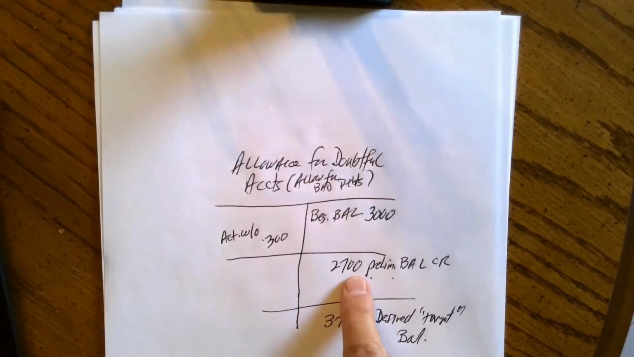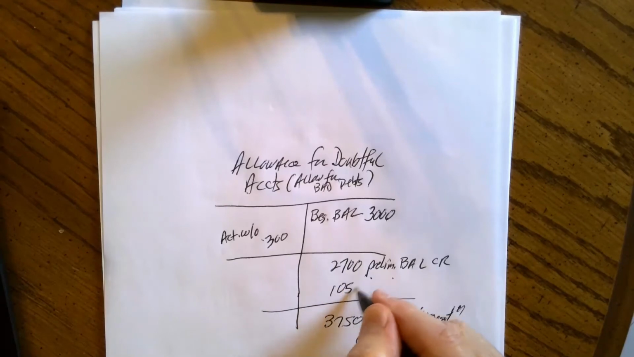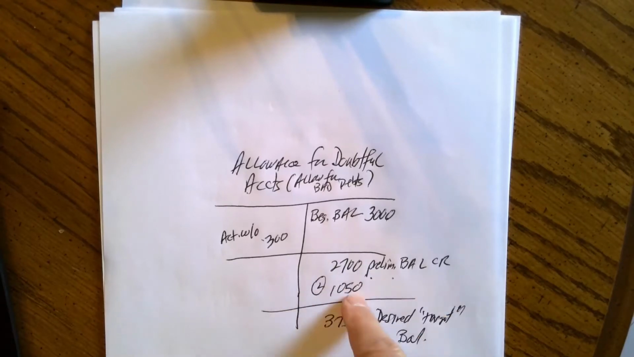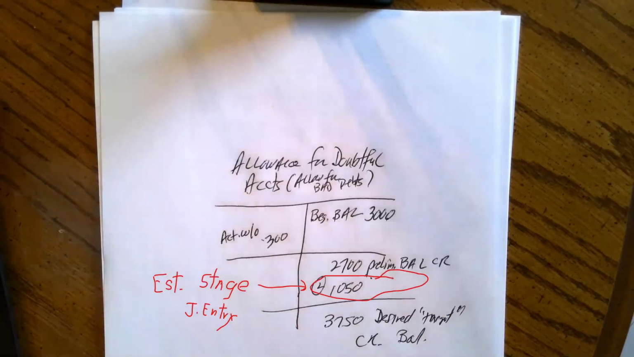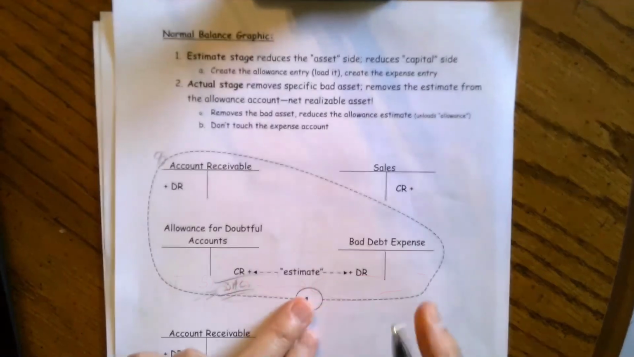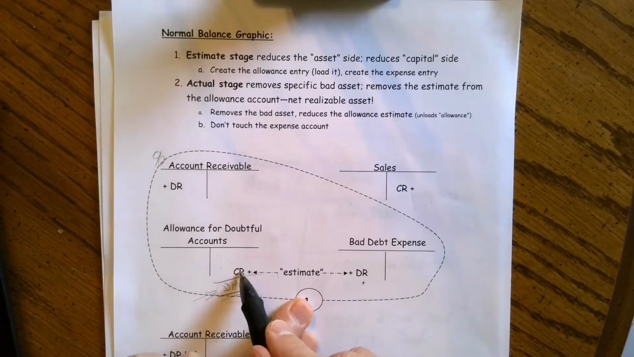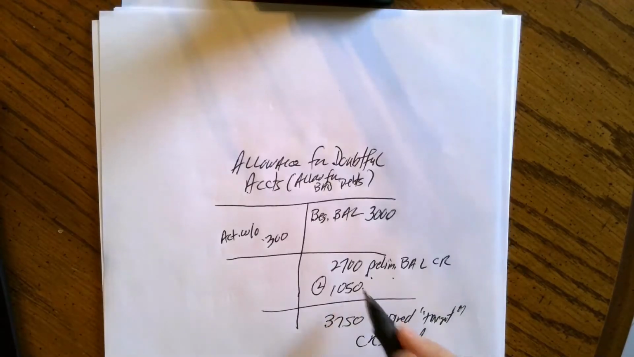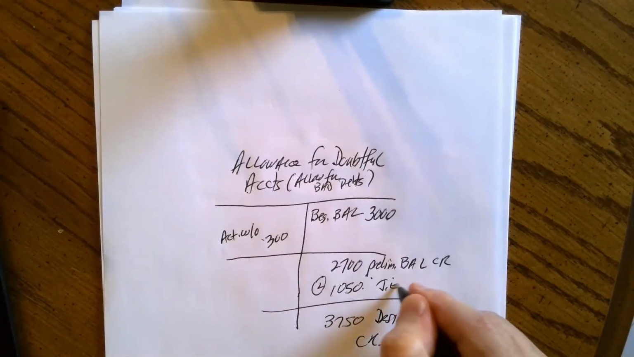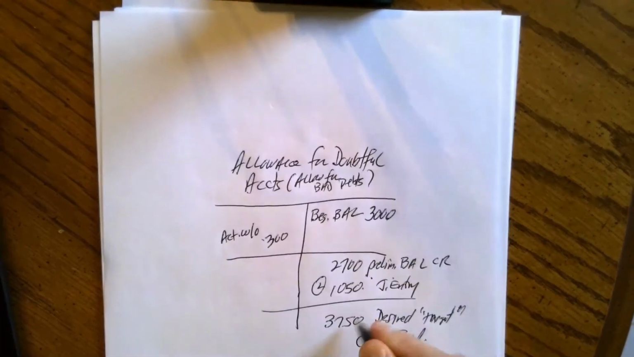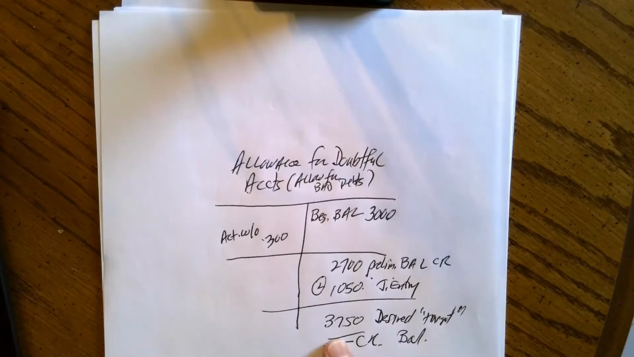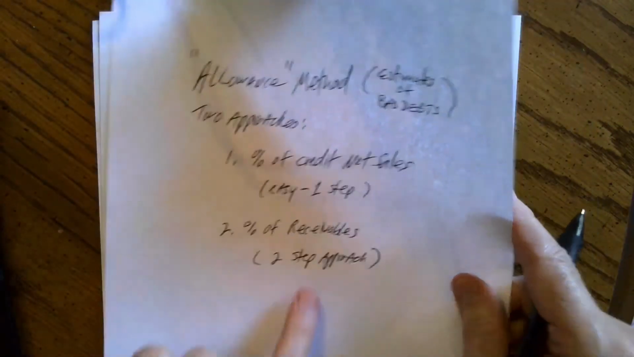my balance is $2,700. What difference do I need? I need $1,050. That's the journal entry I need to make. Debit bad debt expense, credit the allowance account. Because that journal entry of $1,050 brings me up to my target balance of $3,750. Hence, that's why it's called a two-step approach.